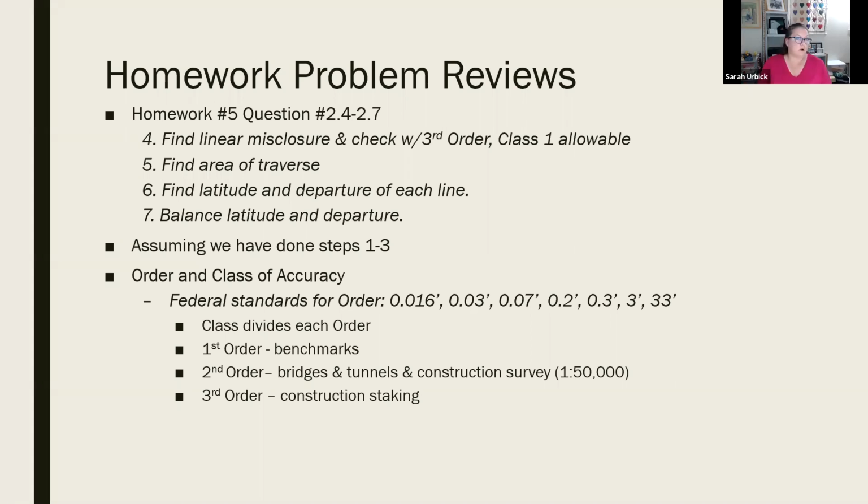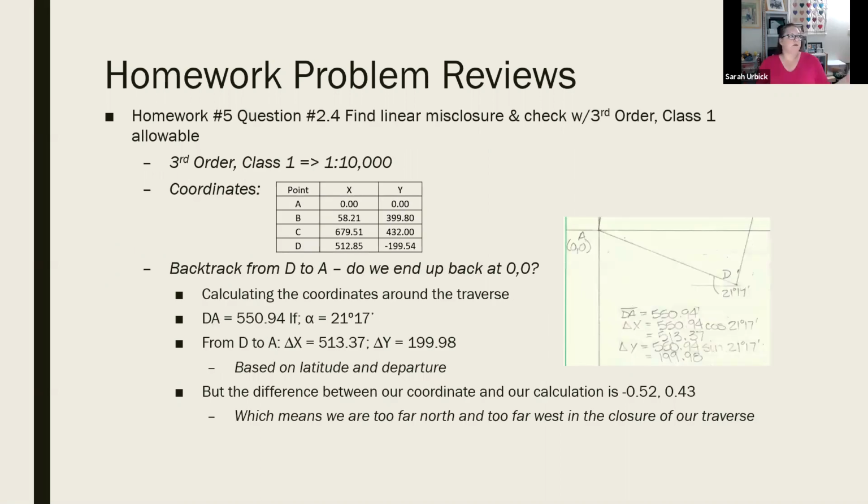All right. So what is acceptable for the work that we're going to be doing? Third order class 1 is, let's just use feet, 1 foot plus or minus for every 10,000 feet measured. That's still pretty detailed. So we have our coordinates. How do we figure out what numbers we're looking for? What was our error? What's our accurate, and what's our acceptable, or what's our allowable, sorry, not allowance.